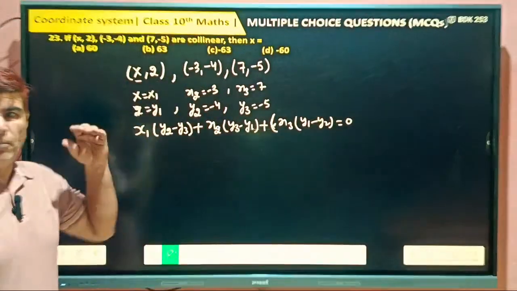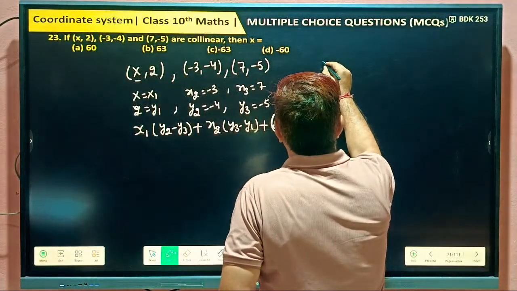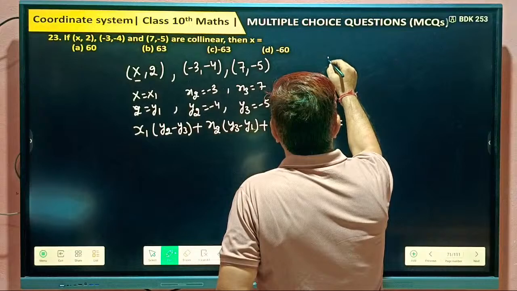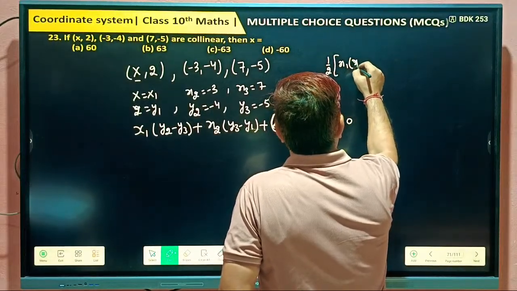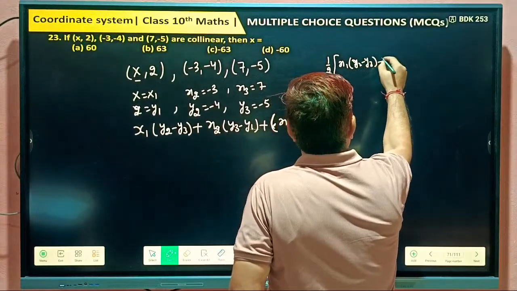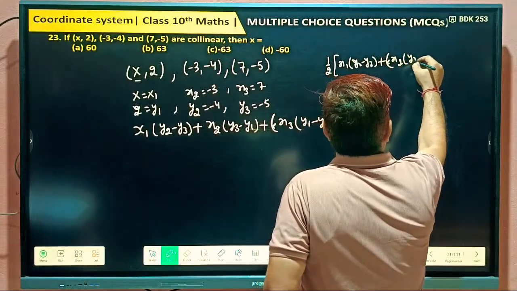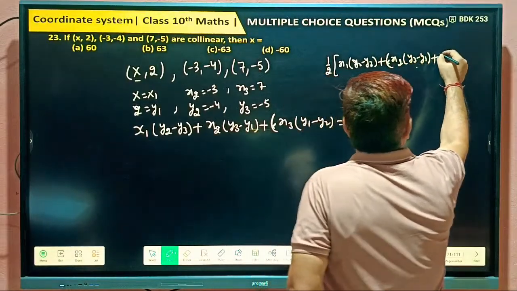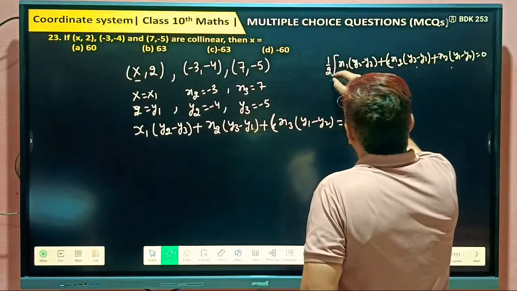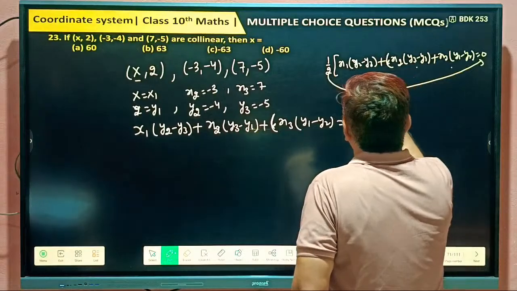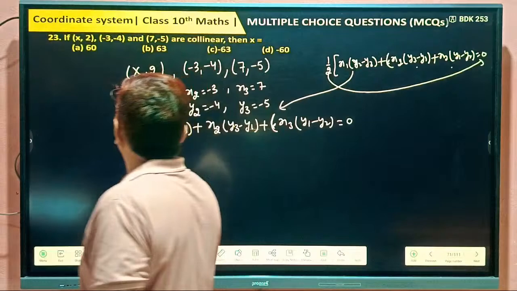I can tell where this formula came from. If points are collinear, it means their area is 0. So their area is 1 by 2 into x1 into y2 minus y3, plus x2 into y3 minus y1, plus x3 into y1 minus y2 equal to 0. If we take the half to the other side, the formula remains like this. So this is also applicable.